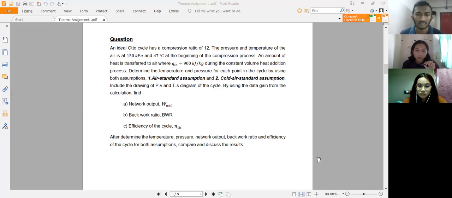Determine the temperature and pressure for each point in the cycle by using both assumptions, which is the air standard assumption and cold air standard assumptions. Include the drawing of PV and TS diagram of the cycle. By using the data gained from the calculation, find the network output, the backwork ratio, and the efficiency of the cycles. After determining the temperature, pressure, network output, backwork ratio, and efficiency of the cycle for both assumptions, compare and discuss the result.